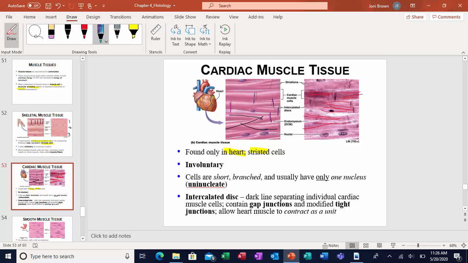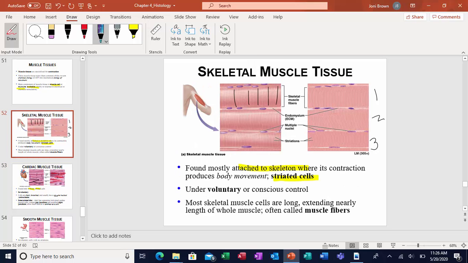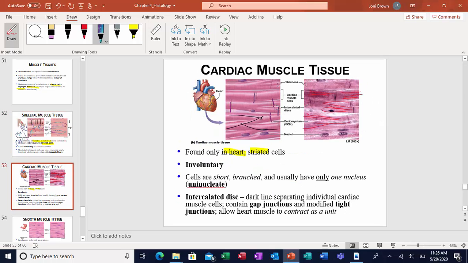Now I want to go back one slide because there's one thing I didn't mention to you, and that's that skeletal muscle is what we call multinucleate. There are many, and this is one word, multinucleate. They have many nuclei in a cell. You see, there's lots of nuclei in the cells there, whereas cardiac muscle is uninucleate. They have one nucleus in the cell.